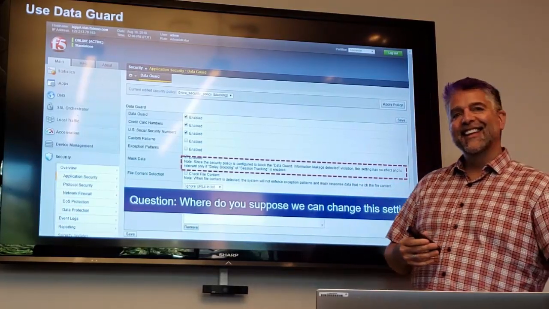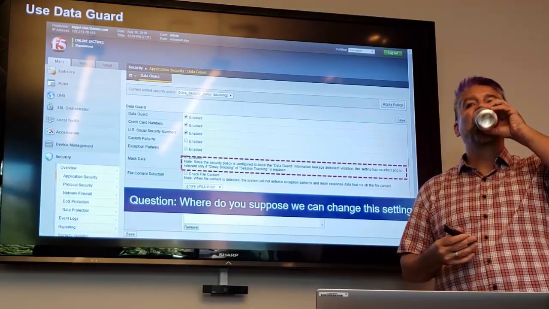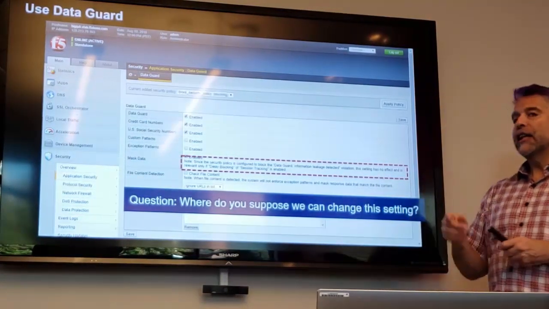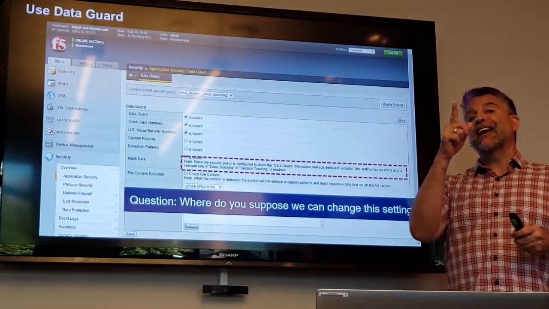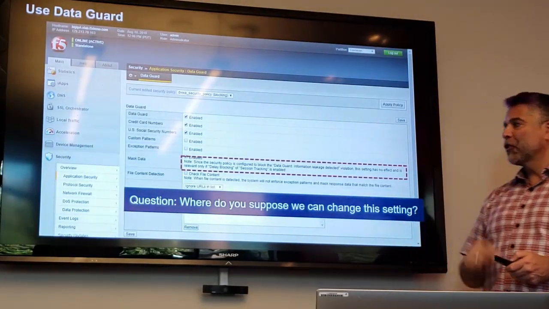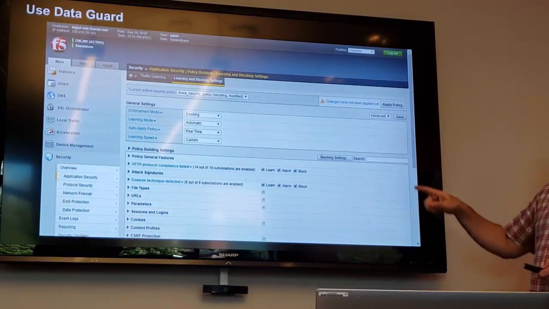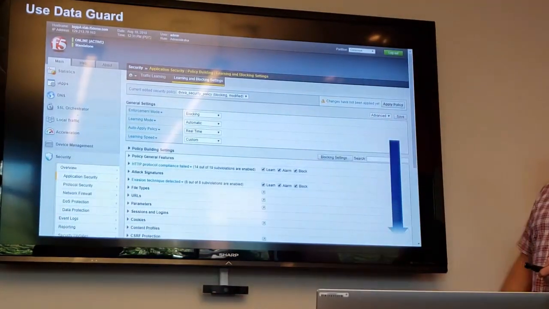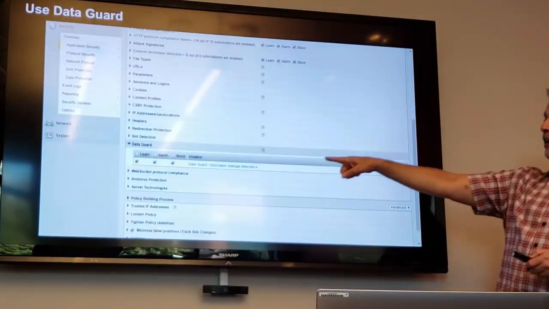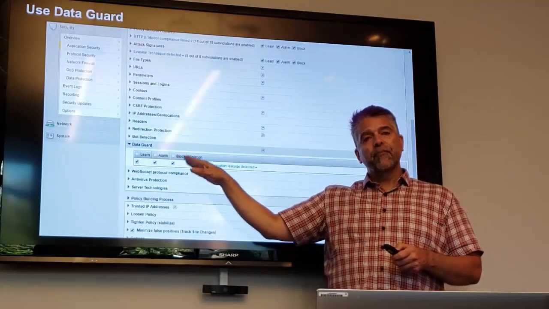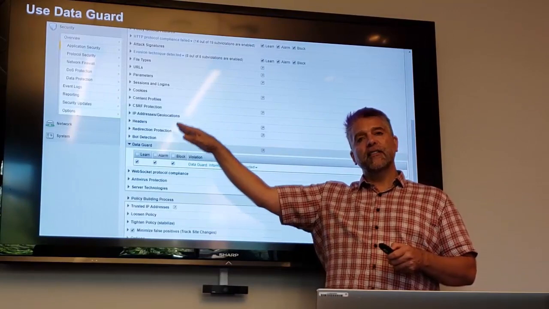That is done under the application security policy builder. Under the learning and blocking settings page. Correct. The learning and blocking settings page. Let's take a look at what it's talking about here. Here's my learning and blocking settings page. I'm going to go down. I have a DataGuard section. What it's talking about is that right now, this DataGuard setting is set to block.